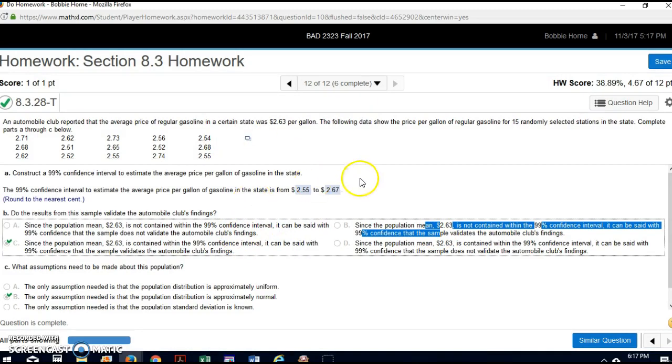And then question 12, same thing. I worked this one, and this is my confidence interval. And the average of what we found was 263. That does fall within the range, so that is why I chose: since the population mean is contained within the 99% confidence interval, it can be said with 99% confidence that the sample validates the Automobile Club's findings. And that's pretty much how you work questions 10 through 12.